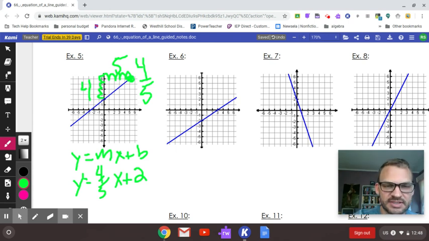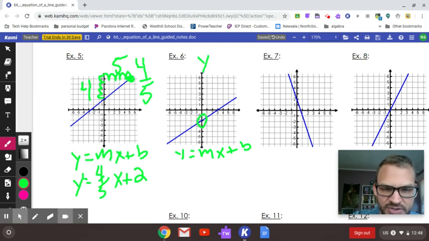So let's take a look at this next one. So we're going to start with y equals mx plus b. Now the y-intercept's always easy to find. It's where it crosses the y-axis. So that's going to be a negative 2. We're going to have a y equals. Now let's just find 2 points. So here's one point that's right on the crosshairs, and there's another point.